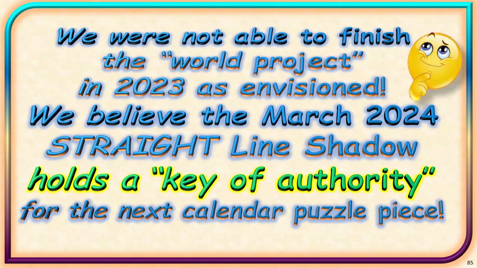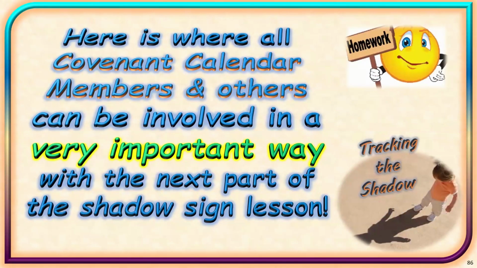Okay, so we just have a few more slides here. We were not able to finish the world project in 2023 as we had envisioned. We believe the March 2024 straight line shadow holds a key of authority for the next calendar puzzle piece. We're absolutely sure of it.